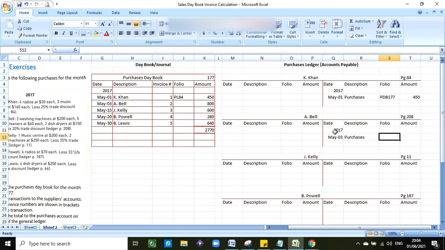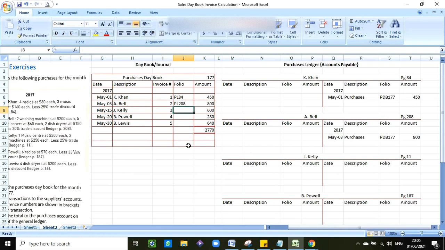Purchases, folio, we will come back to it, and then the amount is $800. So folio, this transaction is coming directly from the purchases day book. So we say purchases day book, PDB, page number 177. It's the same day book. And here, where was this transaction posted to? It was posted to this T account, which falls under purchases ledger. So we say PL, the page number 208.